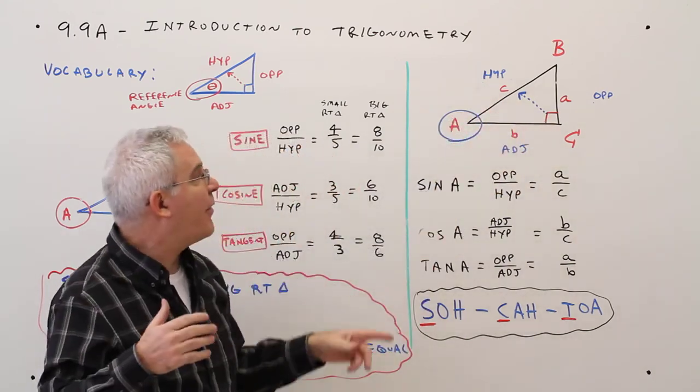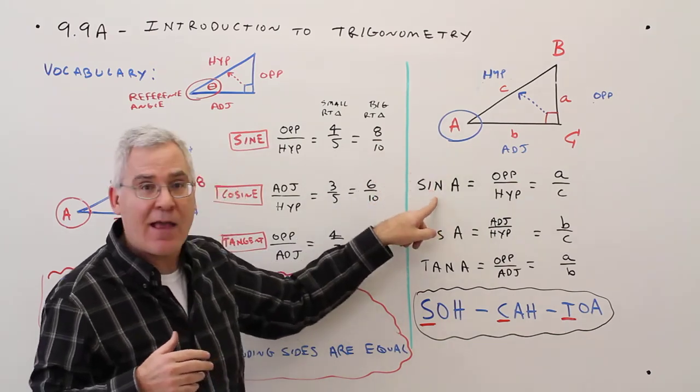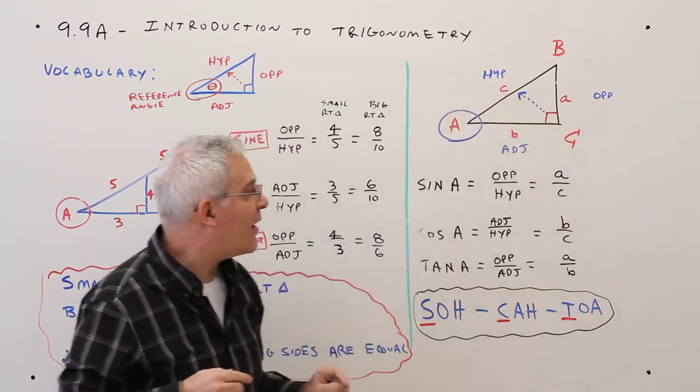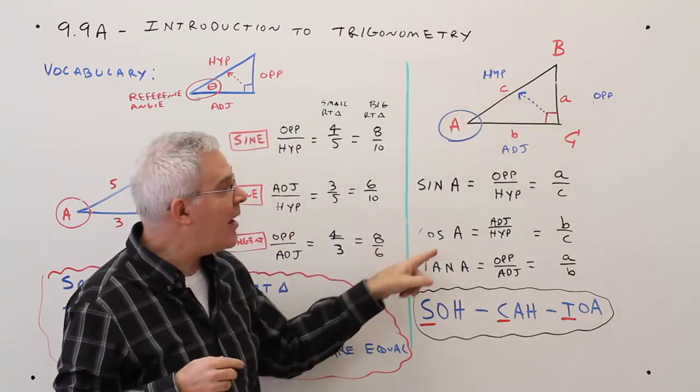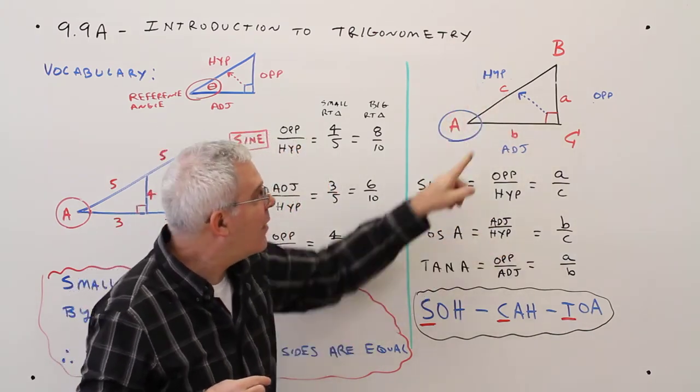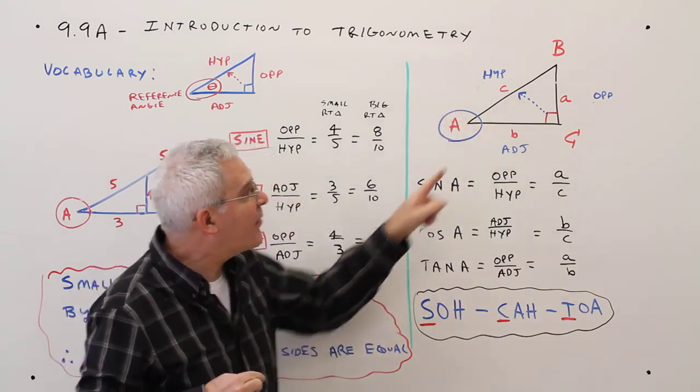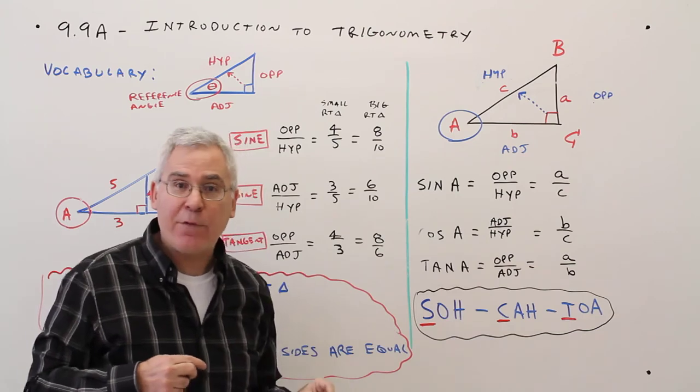So now if I'm talking about the sine of angle A, sin, it's opposite over hypotenuse, or in this case, a over c. Cosine of angle A, adjacent over hypotenuse, b over c. Tangent of angle A, opposite over adjacent, a over b.